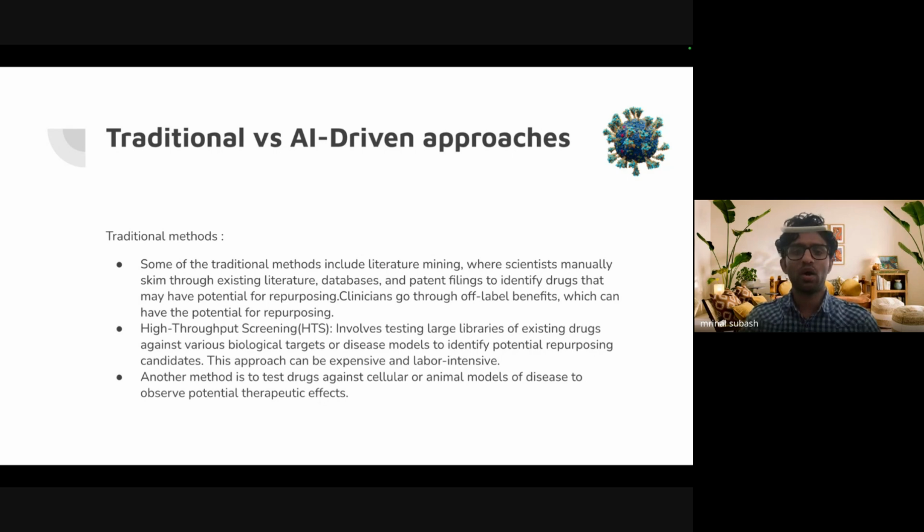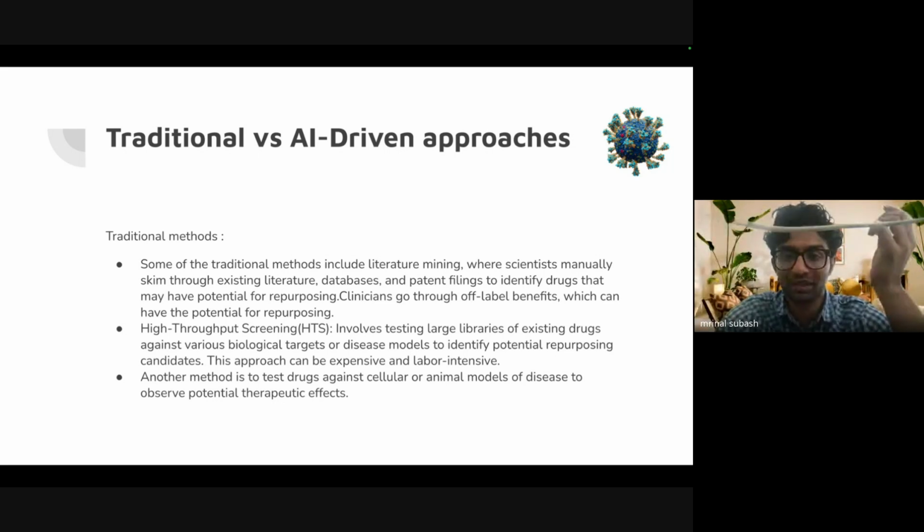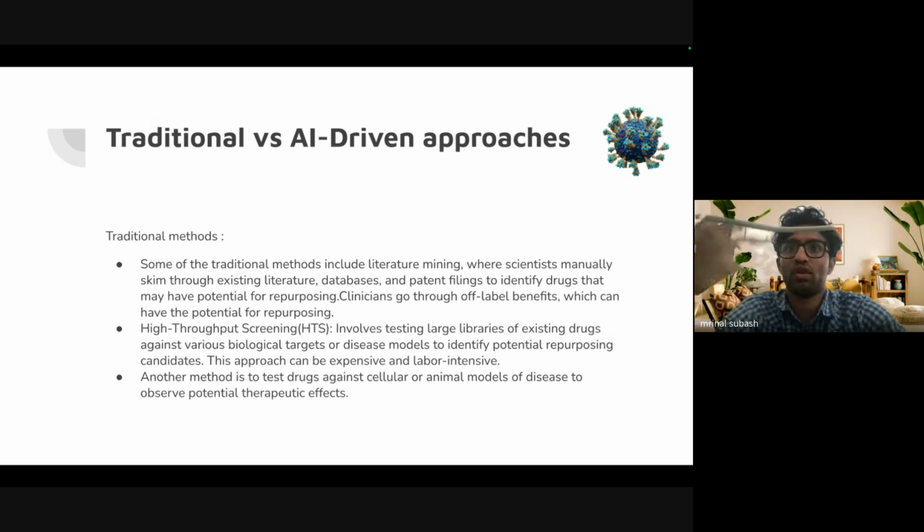and discussing how a certain drug would be effective, how a certain chemical compound would be effective if implemented in a certain drug, and what goes through the process. It includes a vast amount of deep-dive research that includes literature mining, skimming through databases and patent filings to identify drugs that have potential for repurposing. This is a time-consuming process, as traditional methods include a lot of human intervention.